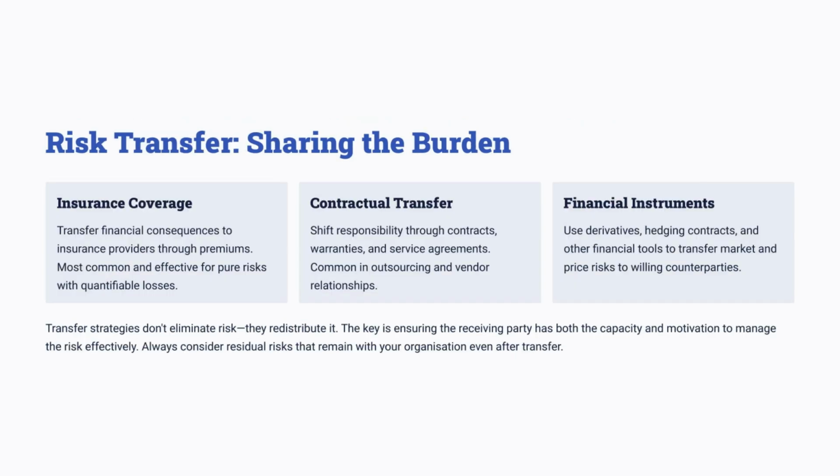Risk transfer involves sharing financial burdens through insurance, contracts, and financial instruments. Insurance shifts financial consequences to providers, while contractual transfer reallocates responsibilities in vendor relationships. Financial instruments, like derivatives, manage market risks. It's crucial to ensure the receiving party can handle the risk and to account for any residual risks that remain.